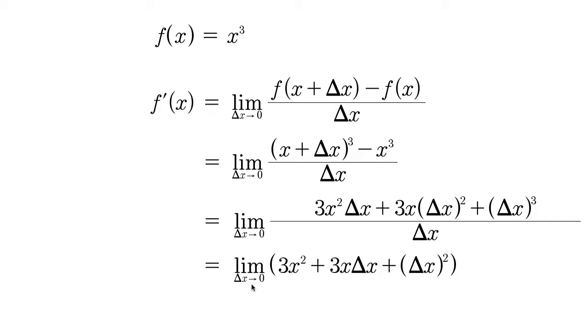As delta x approaches 0, 3x squared is not affected. 3x squared just stays the same. But these two, they have a delta x in them, so as delta x approaches 0, these two approach 0, so this is our limit, and of course, adding the zeros amounts to just making this 3x squared. That's the answer. We knew that was the answer. So this is kind of the standard proof.